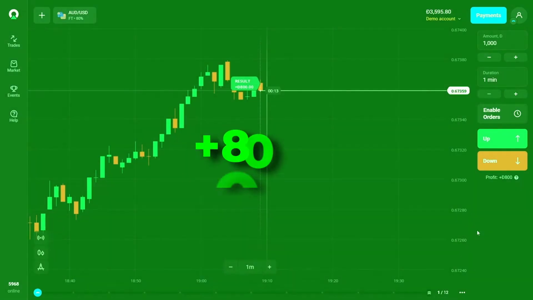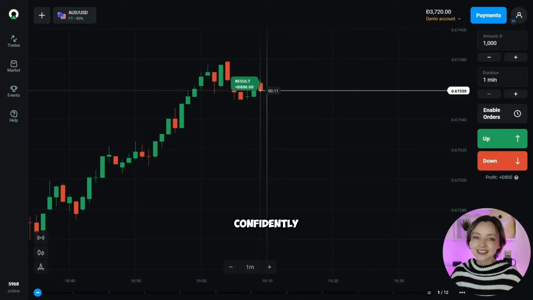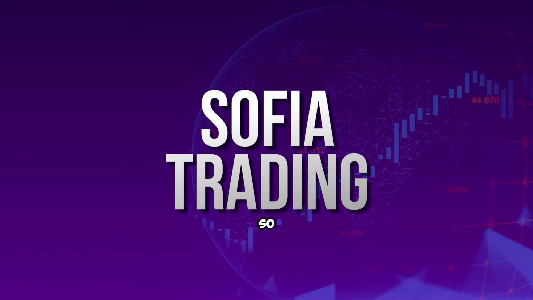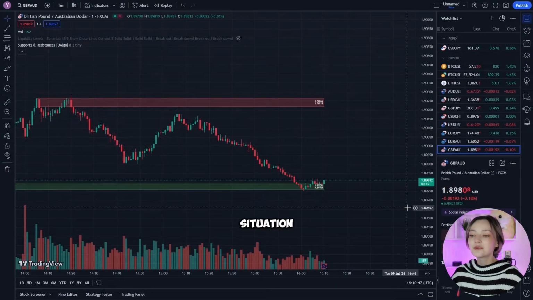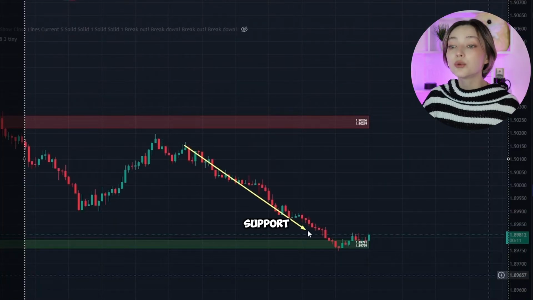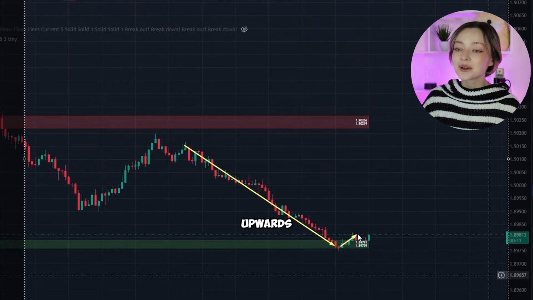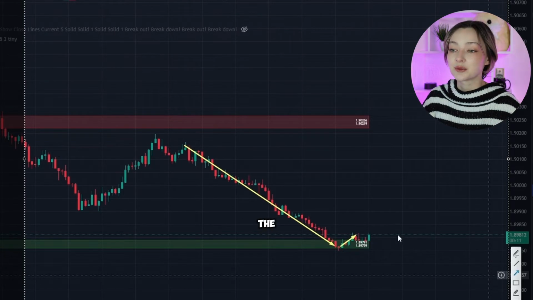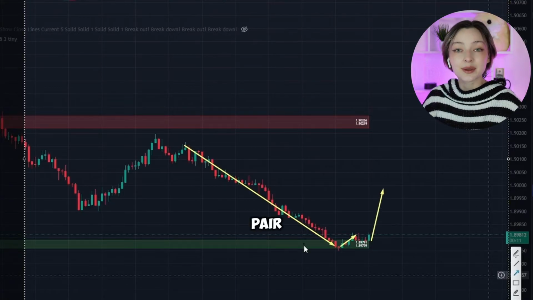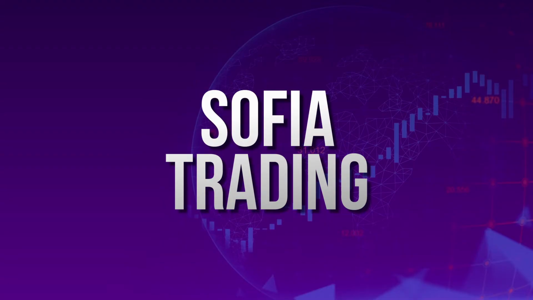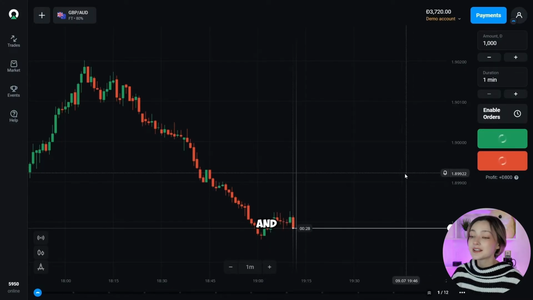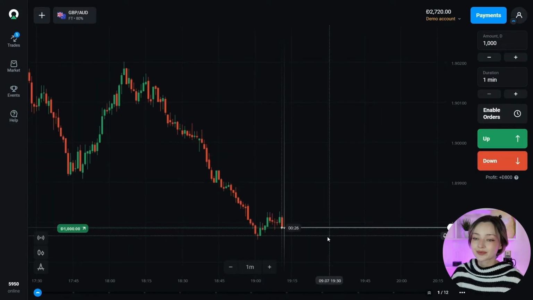The trade confidently closed in a profit. So I found another situation. We can see that the price has reached a support level and retraced a bit at that point. I'm gonna place a trade upwards. So now let's go to the broker and select the currency pair we want to work with. We have selected the currency pair and open a trade upwards.